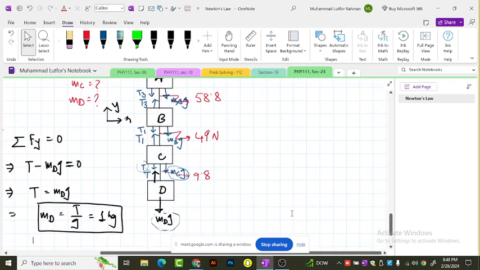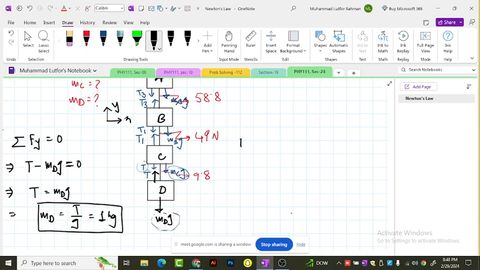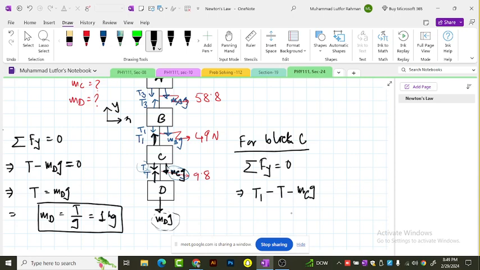All right. Fine. Now let's write down over here for block C, so that you can see what I'm supposed to write. Net force along the y direction would be 0. How many forces for block C? 3 forces I can see. This is T1, which has a value of 49 Newton. This is T, which is downward, and this is MCG, also downward. Then I'm supposed to write T1 minus T minus MCG equal to 0.